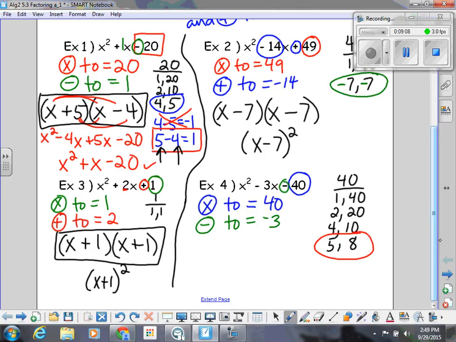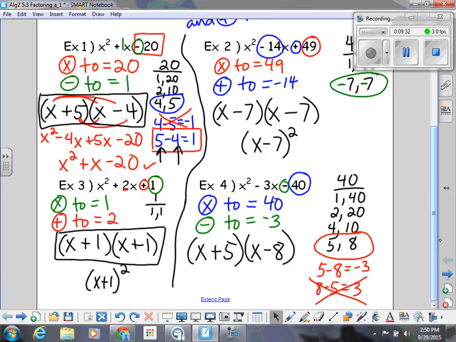And we want negative 3, right? So if I do 5 minus 8, that's going to give me negative 3. I don't want the vice versa. I don't want 8 minus 5. That would give me positive 3. So I don't want that one. I want a positive 5 and a negative 8. So when I put this in my parentheses, I want x plus 5, and then I want another x minus 8. So that's how we take our numbers and turn them into factors of quadratics, and we will do a lot more with factoring later on in class.